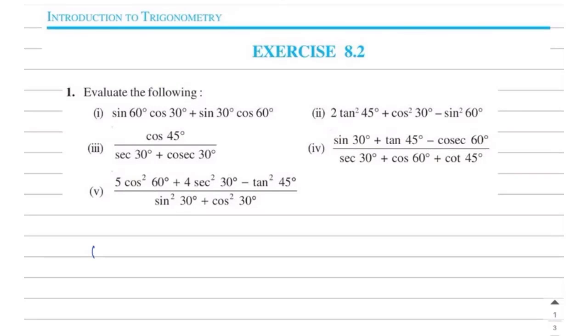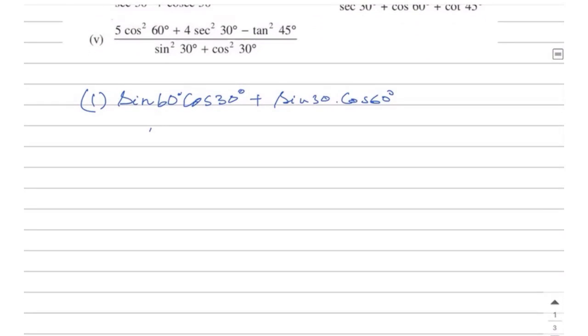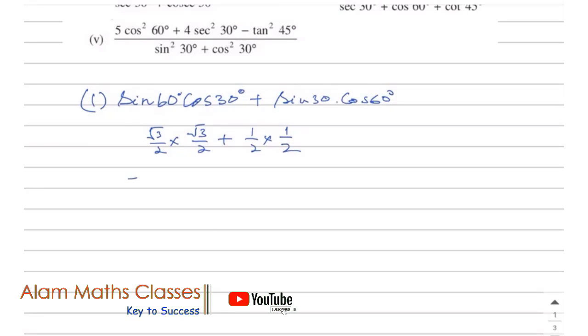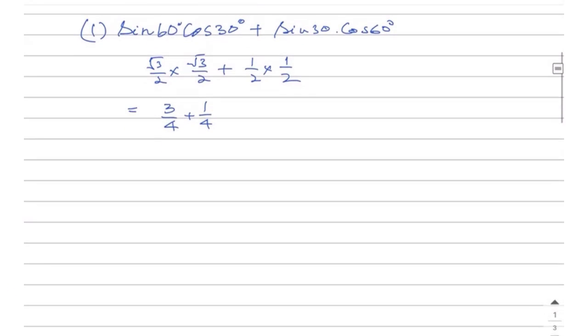Question number 1. Evaluate the following. First part is sin 60 degree cos 30 degree plus sin 30 degree into cos 60 degree. So we know that sin 60 degree is root 3 by 2 and cos 30 degree is also root 3 by 2, plus sin 30 is 1 by 2 into cos 60 is 1 by 2. So we have 3 by 4 plus 1 by 4, that is equal to 4 by 4. 4 is cancelled out, so this is equal to 1. So this is the answer.